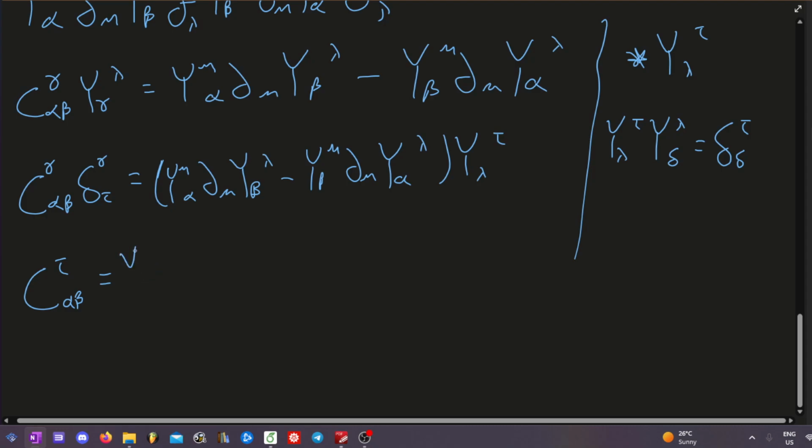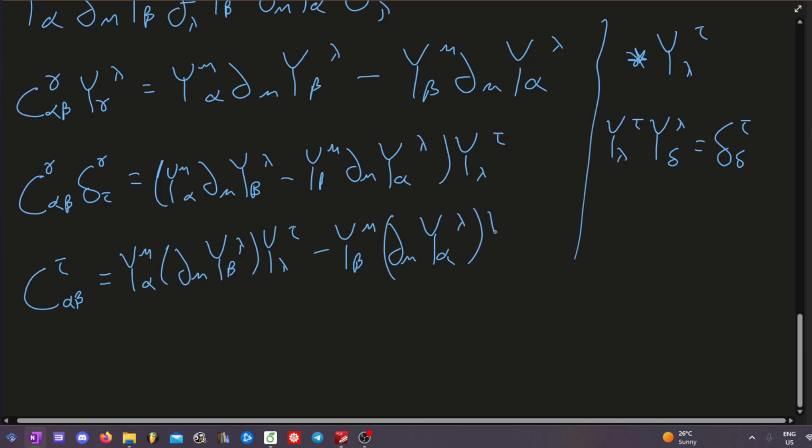And this is going to be something like y mu alpha. We have del mu acting on y beta lambda times y lambda tau, minus y beta mu del mu acting on y alpha lambda times y lambda tau.